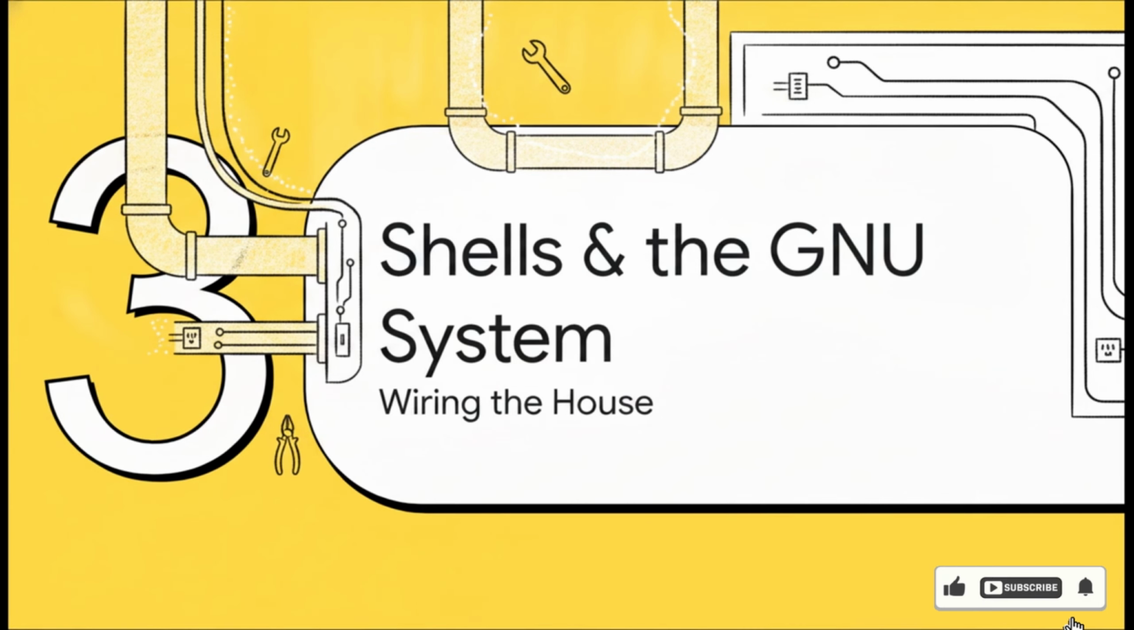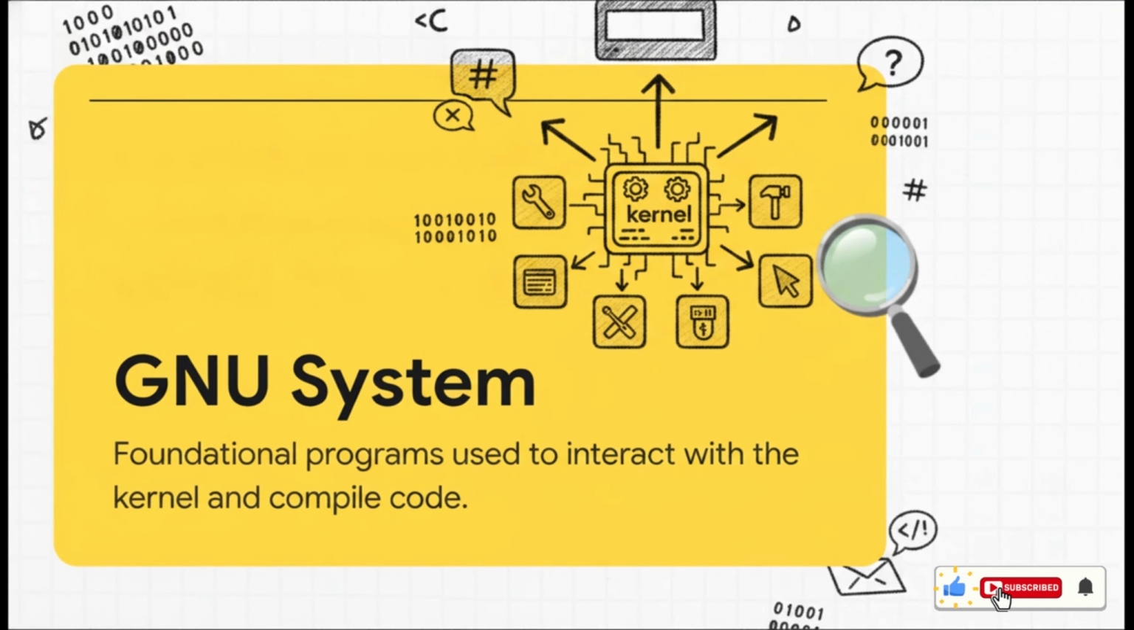Moving right along to Section 3, Shells and the GNU system. Okay, so right now we have a kernel loaded into memory controlling the hardware, but it's completely invisible to you, the user. We need wiring and plumbing to actually make this digital house livable so we can interact with it.